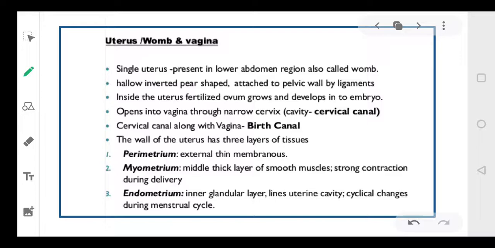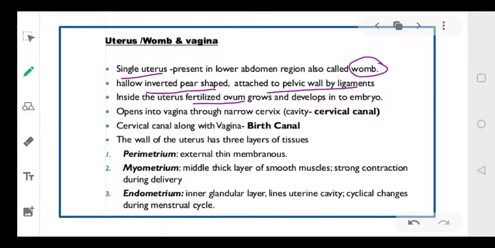Coming to the uterus, which is also called the womb, and the vagina. Now the uterus is single. Dear students, the human female has a single uterus, also called the mother's womb, right? It is inverted, pear-shaped in structure, and it is attached to the pelvic wall by ligaments. Inside the uterus, the fertilized ovum will grow and develop into the embryo. Once your embryo is fully developed, only then will it lead to the birth of the child.